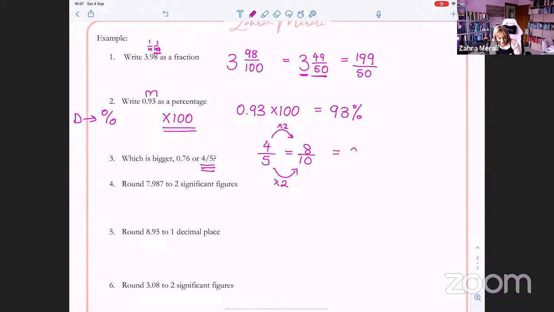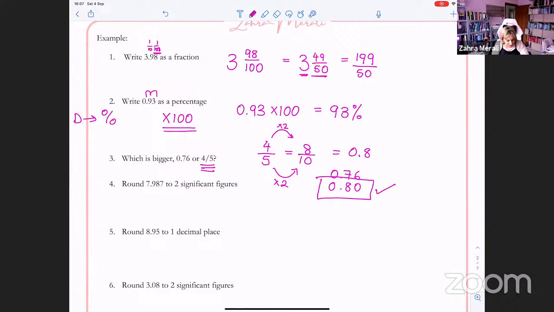So 4/5 is 0.8. Now we've got 0.76 and 0.8. And just to make it the same, we'll have 0.80. And all you're doing is comparing 76 and 80, and saying which one's bigger. So 80 is bigger, so that one is higher.